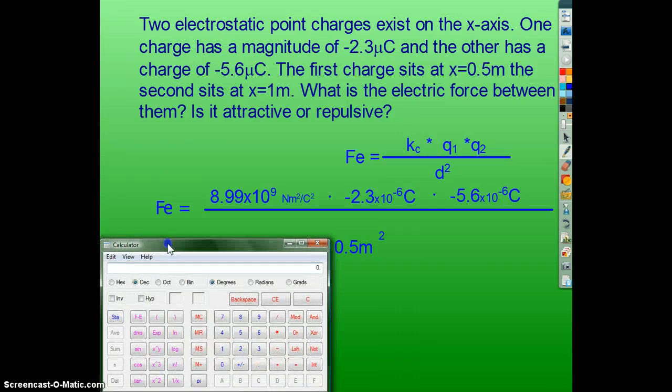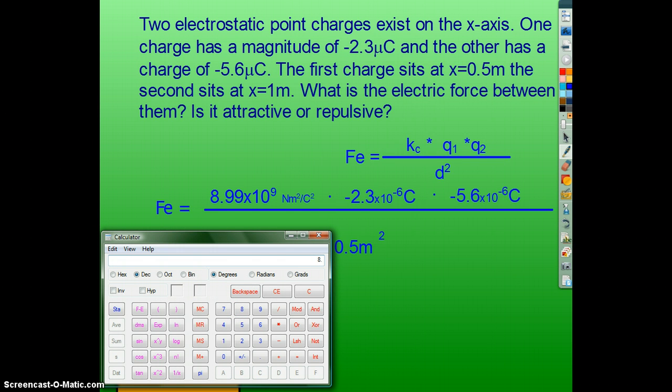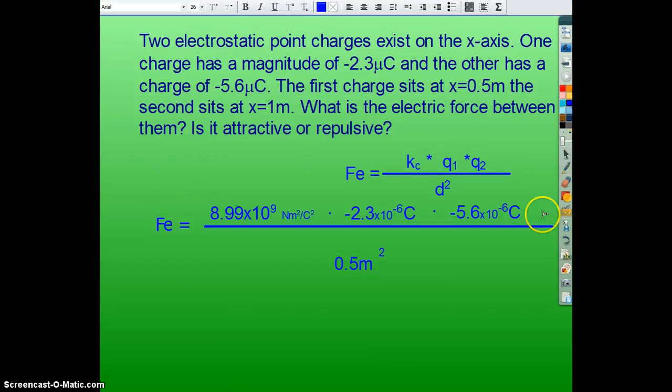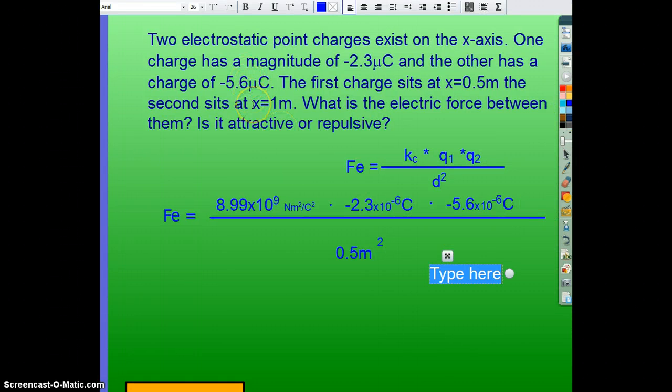Alright, ready to solve. Here comes my calculator. Here we go. 8.99 times 10 to the 9th times 2.3, that's negative, to the negative 6th times 5.6, that's negative, to the negative 6th. Hit my equals button, and then I need to divide here by parenthesis 0.5 squared, close it, equals. And I get, if you can't read that, 0.46 newtons. That's what I get when I do that.